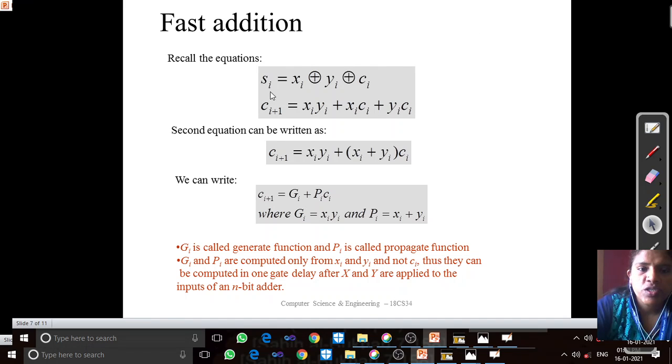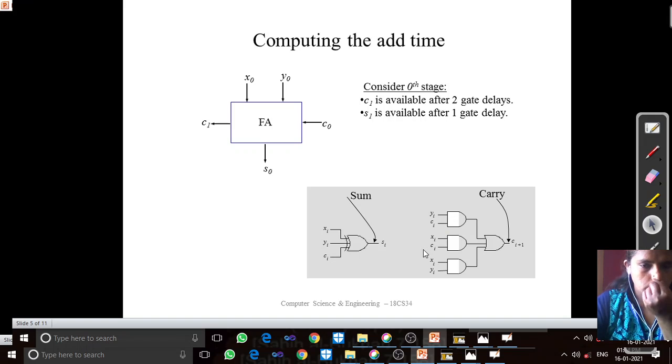Now recall the equations here, which we had designed by mapping the Karnaugh map. We obtained the equation: sum i is equal to xi exclusive-OR yi exclusive-OR ci, that is a 3-input exclusive OR gate whose inputs are xi, yi and ci. Ci plus 1 is a sum of 3 products: xi yi, xi ci, yi ci. We had just shown this previously; you can see this is the circuit.